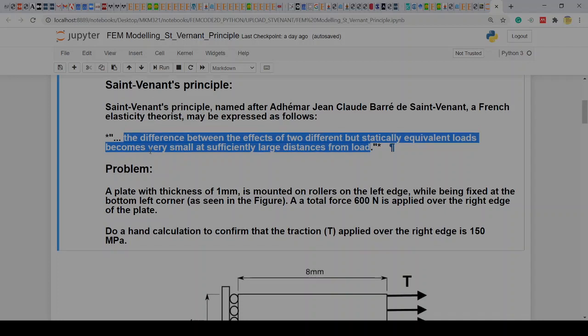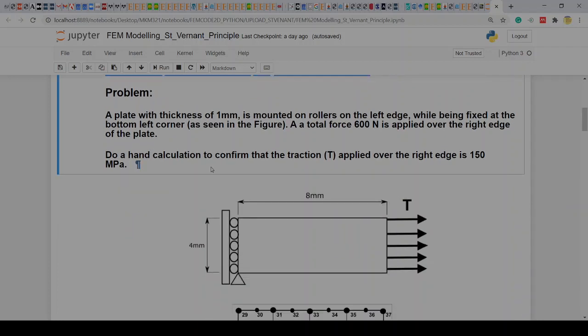So what we're going to do is look at essentially modeling a structure. We have a uniformly distributed load at the right hand side. It's equal to the uniformly distributed loading that we have here, and we want to understand what the stress is in the structure. Okay.